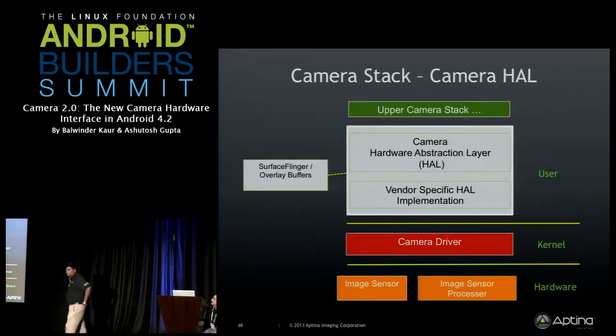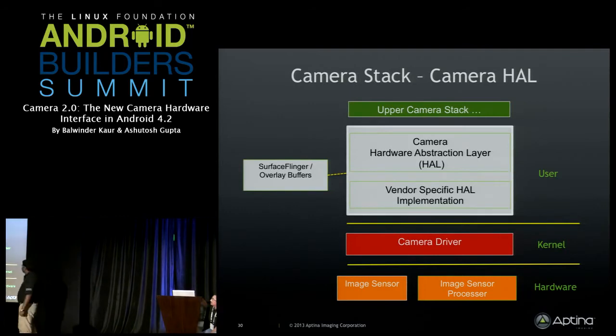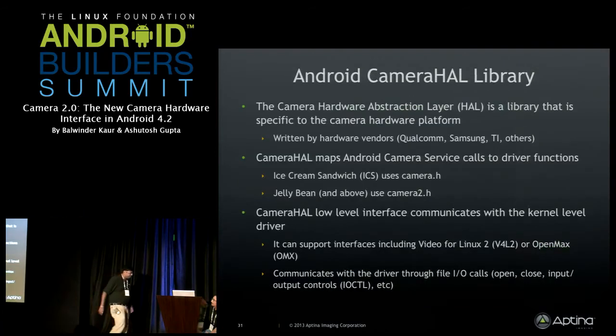So this is the typical camera stack in the Android framework. You must have seen it so many times. Basically, this block is what is known as the camera HAL, hardware abstraction layer. Every vendor has their own implementation of this abstraction layer, which depends upon the underlying hardware, the kind of SoCs they are using, and the kind of camera hardware they are using. We will first talk about the changes from ICS to JB, and then we'll move to the camera driver.